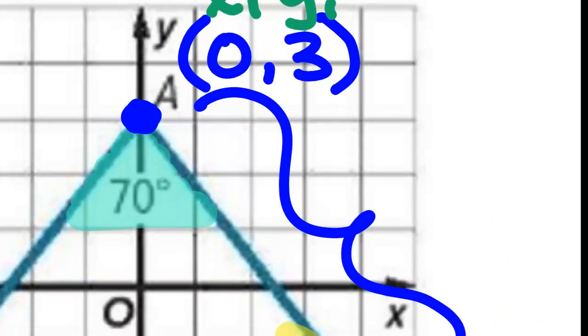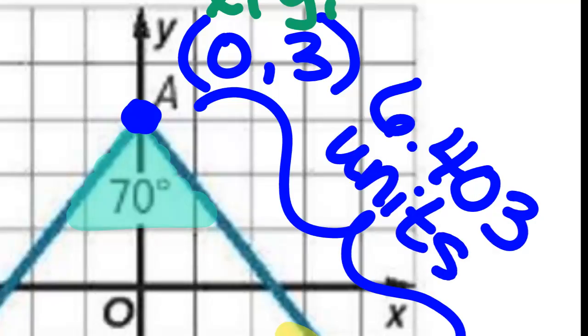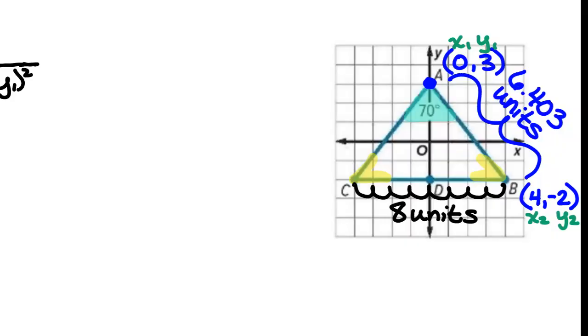So could this be an equilateral triangle? No, why not? Well, we don't know about the angles, but I do know that this side down here is 8 units, and this side over here is 6.4 units. So it could be scalene, or it could be isosceles, because we don't know about that third side yet.